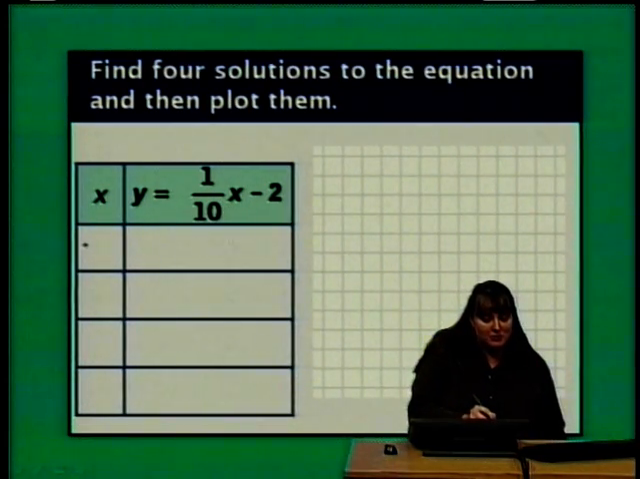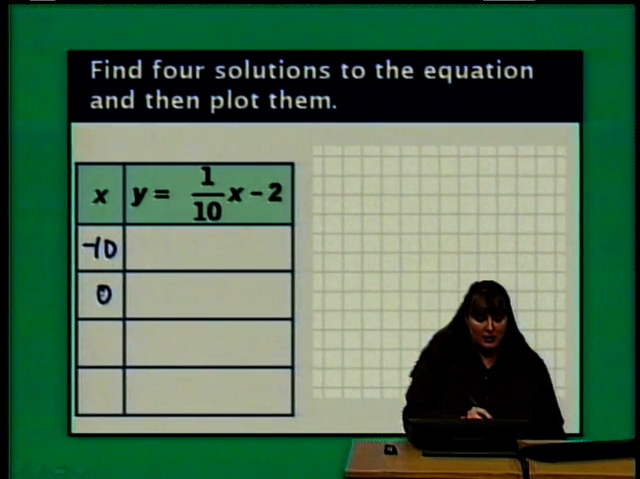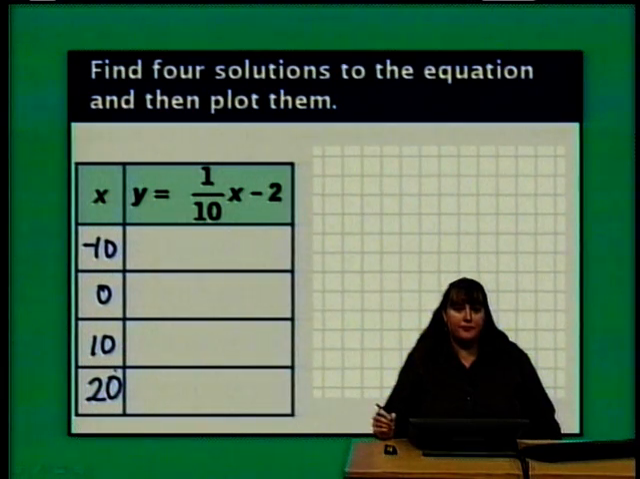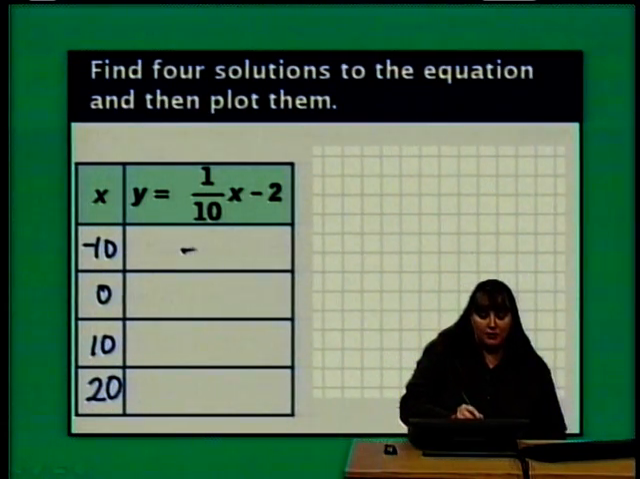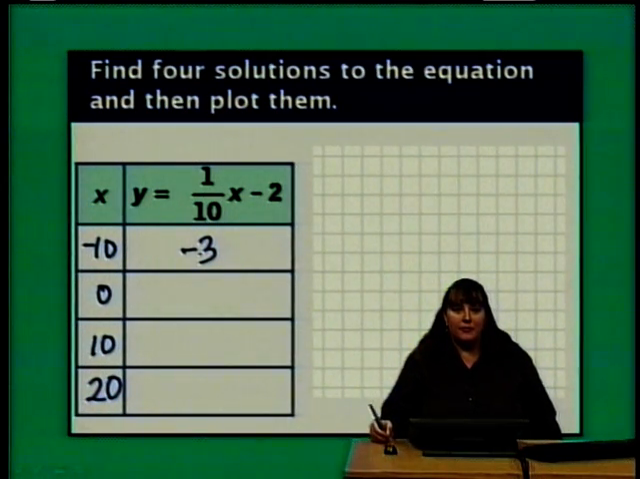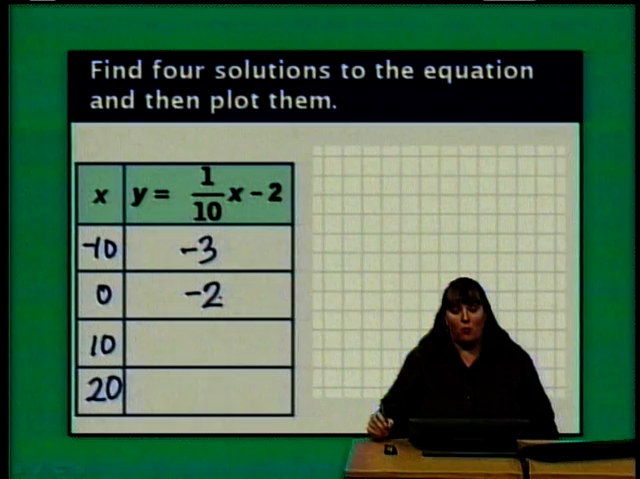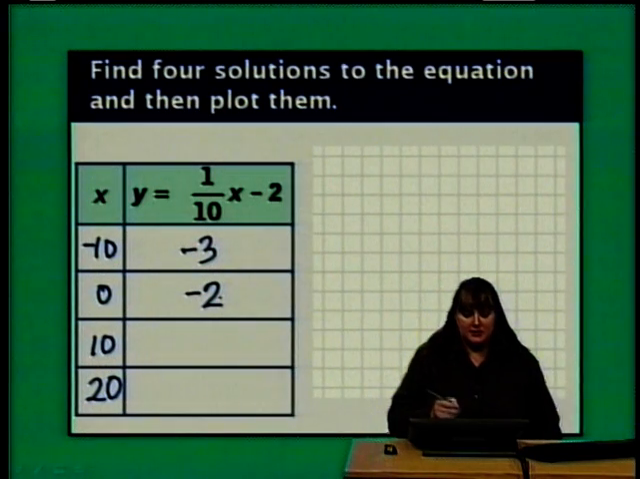For instance, I could choose -10, 0, 10, and 20. All of these are multiples of 10. When I substitute -10 for x, 1/10 times -10 is -1. -1 minus 2 is -3. So y is -3. When I substitute 0 for x, 1/10 times 0 is 0. 0 minus 2 is -2. So y is -2. If I substitute 10 for x, 1/10 times 10 is 1. 1 minus 2 is -1.